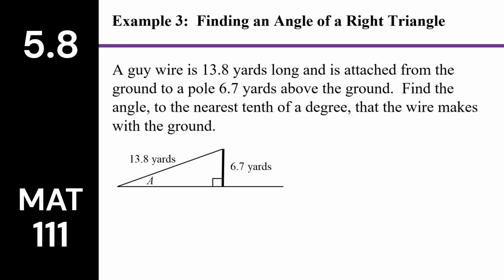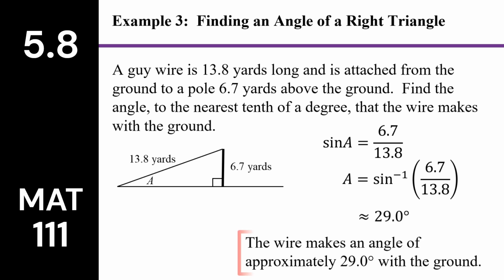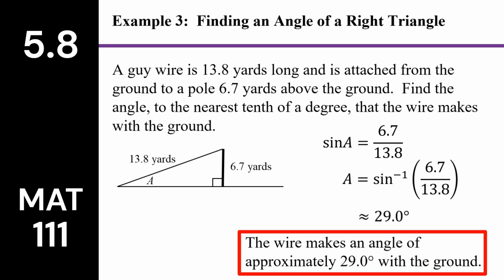We're looking for the angle that the wire makes with the ground, so we can call that angle A. From A's perspective, we know it's opposite, and we know the hypotenuse. So we're going to use the sine function because we know the opposite is 6.7, and the hypotenuse is 13.8. Since the sine of A equals this fraction, then angle A equals the inverse sine of this fraction. And we can use our calculator to find that the wire makes an angle of approximately 29.0 degrees with the ground.